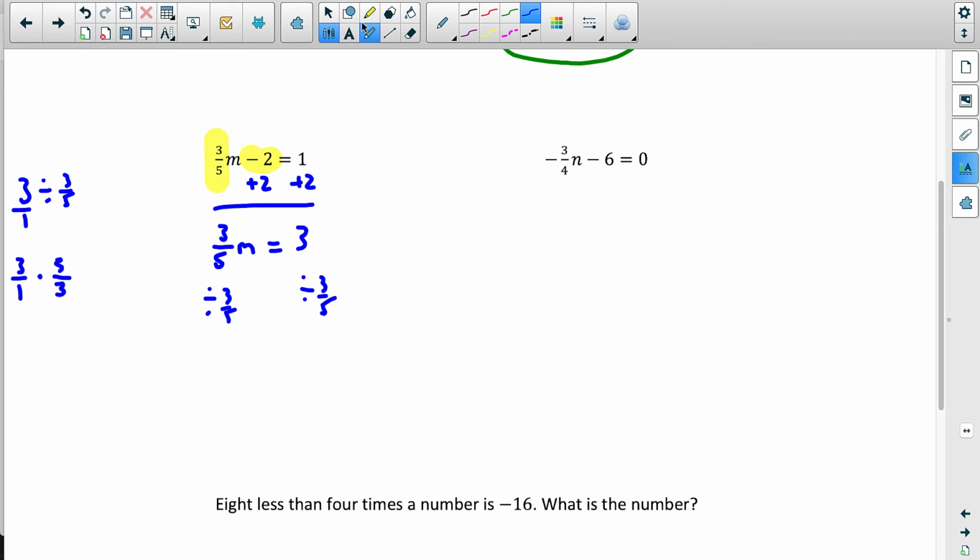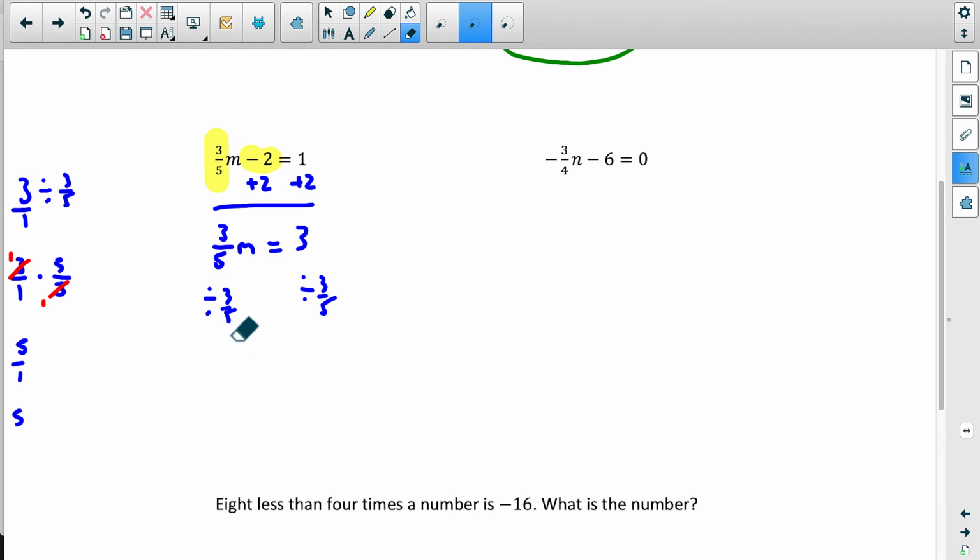Now you're multiplying. You're allowed to do ninja slicing if you want. You could cancel out the 3's, divide them both by 3, and you get 1 and 1. And then you just multiply across the top. 1 times 5 is 5. Multiply across the bottom. 1 times 1 is 1. 5/1 is the same as 5. So that's one way you can do it. That's totally okay if you like to do it that way.